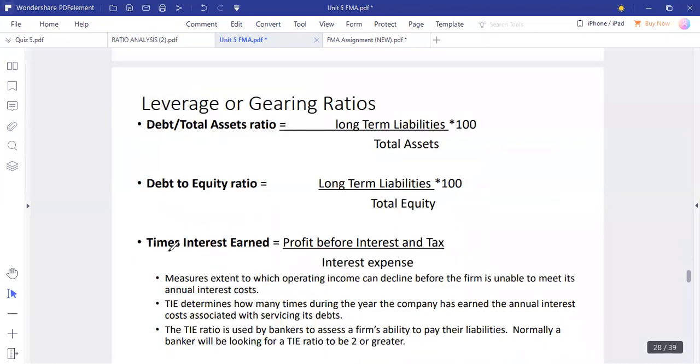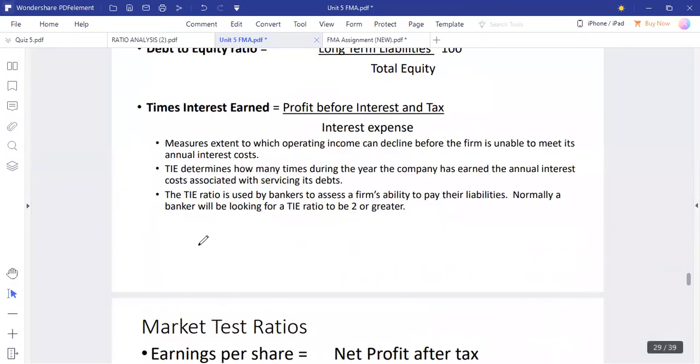So the TIE is very important because it looks at the number of times in a year that a company has earned its annual interest, the interest costs associated with servicing a debt. To the bankers, this is a very important ratio because it helps assess a firm's ability to pay their liabilities. Normally, bankers will be looking for a TIE of 2 or greater to give them a very good picture.